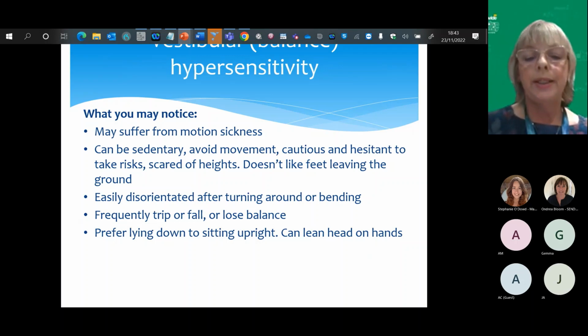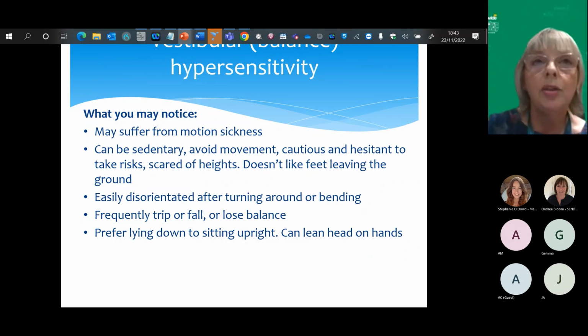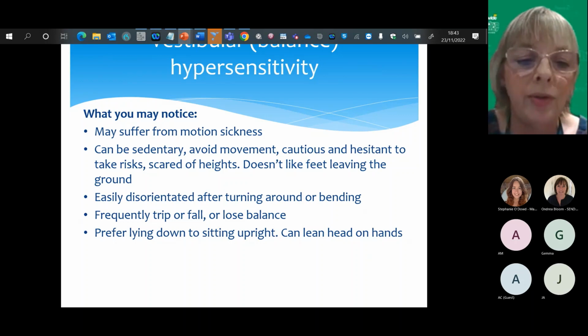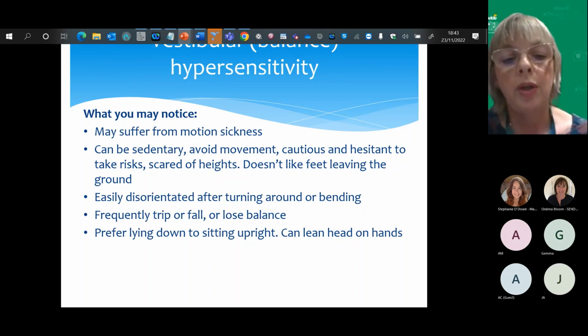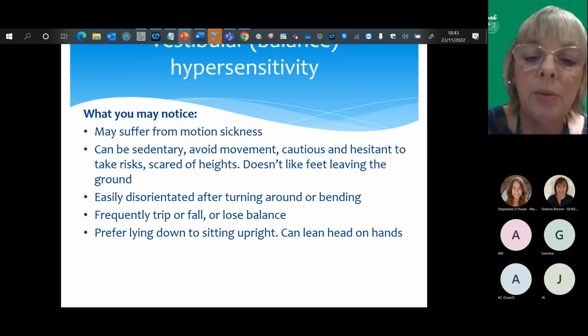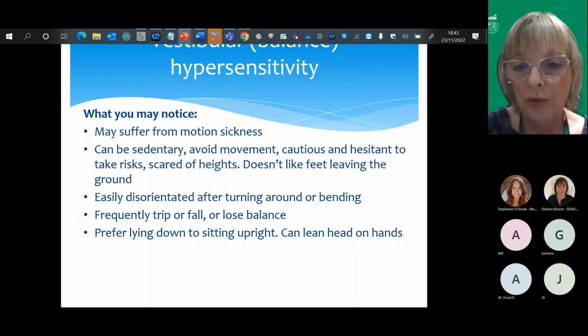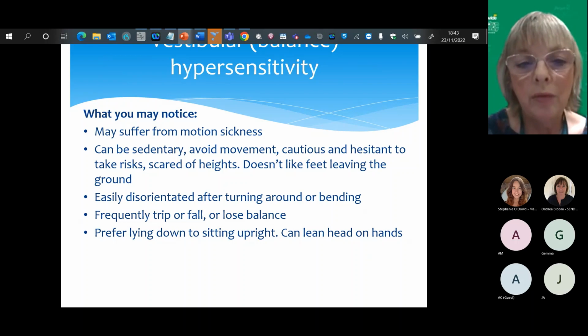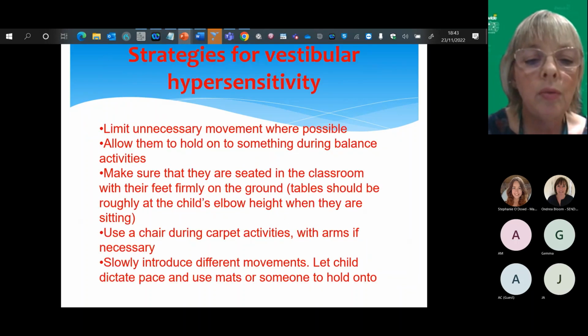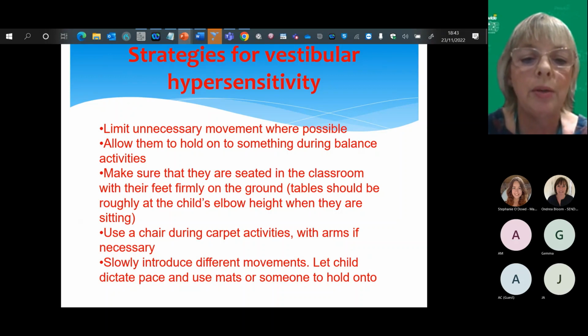Hypersensitivity, vestibular hypersensitivity, that's the car sick child. That's the child that's really nervous walking up and down stairs. If your child walks down the stairs using one foot and then the other foot, so walks two-footed, that could be a symptom of a vestibular problem. A child that has frequent falls, it could be vestibular hypersensitivity. And again, it's just helpful to have an idea. I'm very aware that we're really rushing through these slides, so I hope that you'll be able to read through them afterwards and get some extra information.